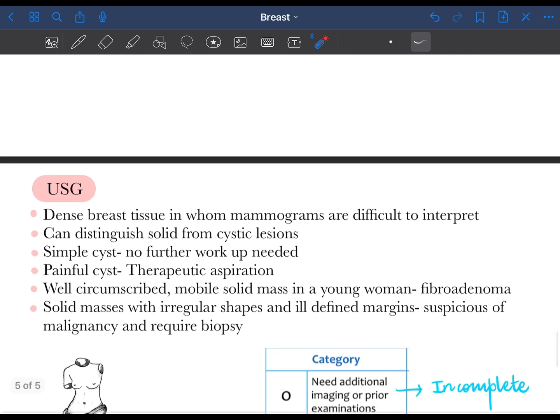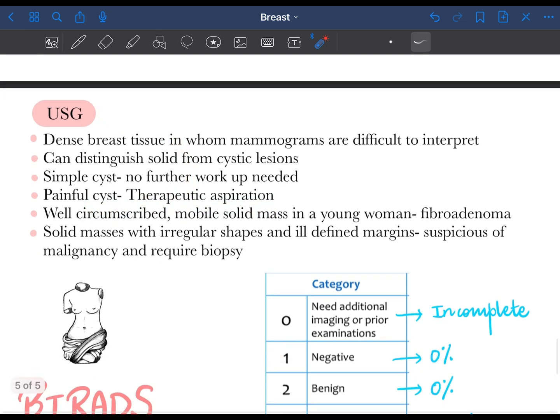Ultrasound can distinguish solid from cystic lesions. If a simple cyst is diagnosed, then no further workup is needed. If the cyst is painful, then we can perform therapeutic aspiration under ultrasound guidance. If the lesion is well circumscribed, mobile and solid in a young woman, that signifies fibroadenoma, so regular follow-up using imaging is performed in those patients. And if the lesion is solid with irregular shape and ill-defined margins, then that is quite suspicious of malignancy, and it requires core biopsy.